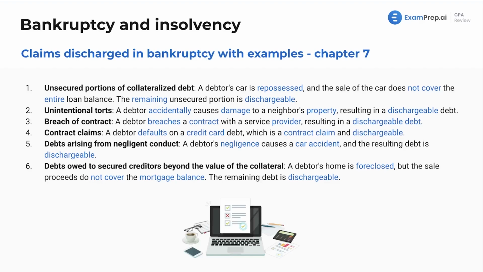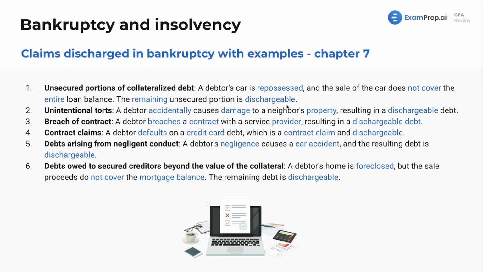All right. Here are claims that are actually discharged in bankruptcy with some examples as well. These are going to be beginning with unsecured portions of collateralized debt. So an example here is a debtor's car is repossessed and the sale of the car does not cover the entire loan balance. The remaining unsecured portion is dischargeable.